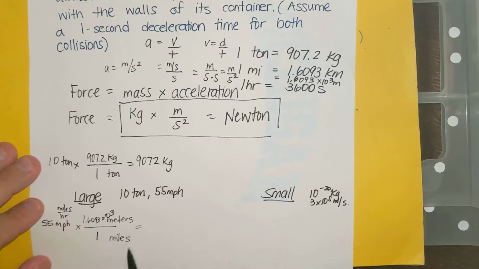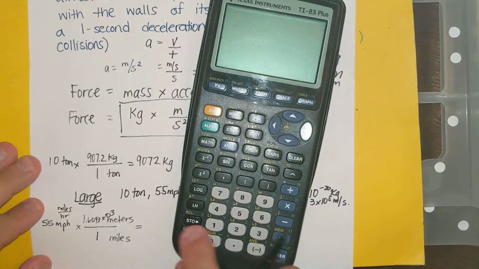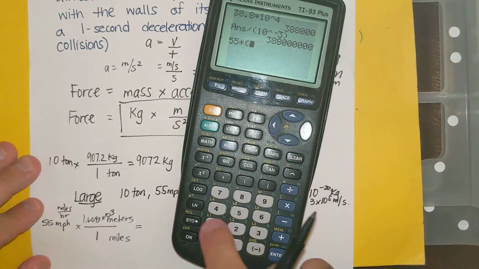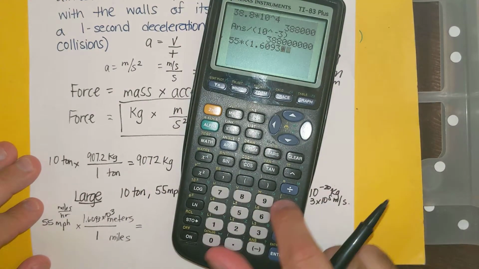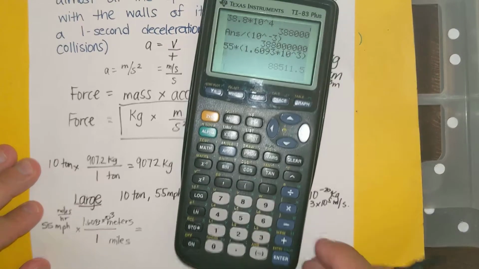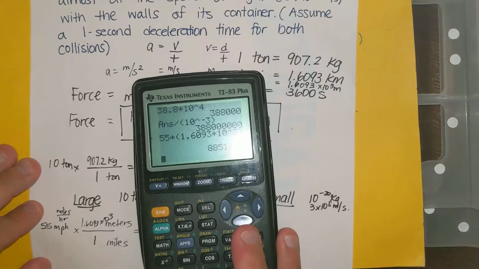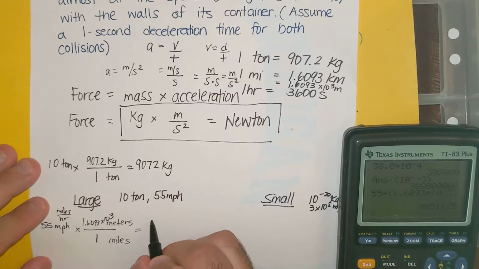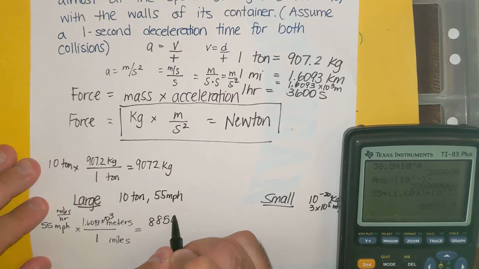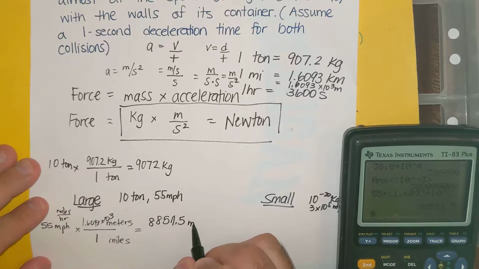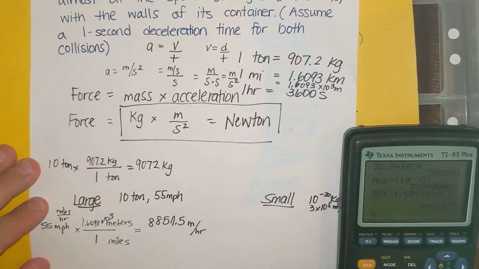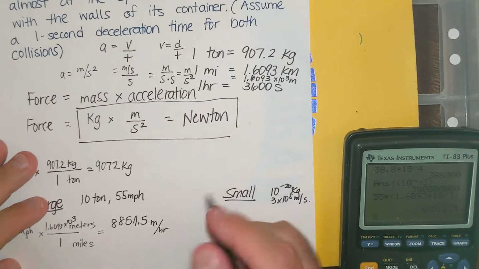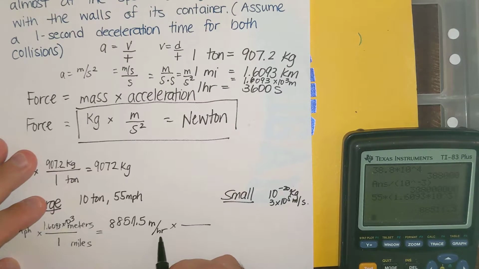If I do this math, I'll do 55 times 1.6093 times 10 raised to the third. That converts the miles portion of this into meters, and I still have the hours. So far this is 88511.5 meters per hour. And then if I want to convert the hours, hours is on the bottom. Remember with dimensional analysis, we want to cancel out units.